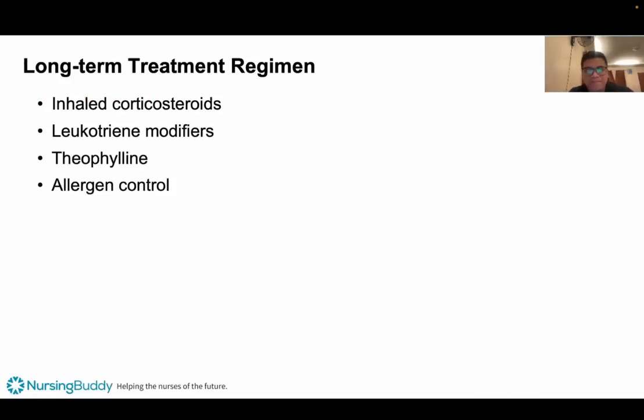Remember that one. Okay, so what are your long-term treatment regimen for your asthma? So we have your inhaled corticosteroids, leukotriene modifiers, theophylline, I've said that earlier, and also allergen control. Also stress control perhaps. So lesser stress, okay, lesser tendency to have your asthma attacks.